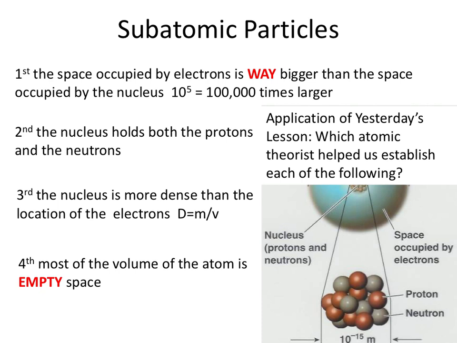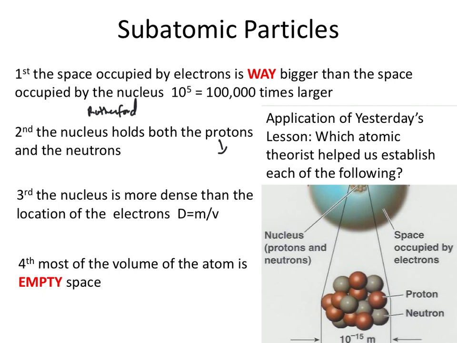That was established from Rutherford's gold foil experiment. And what Rutherford established when he shot those alpha particles through the gold foil, and a lot of them passed through, was that most of the atom is empty space. And then if we look at the second thought here, the nucleus holds both protons and neutrons. Obviously, Rutherford discovered that the nucleus contained small positively charged particles.